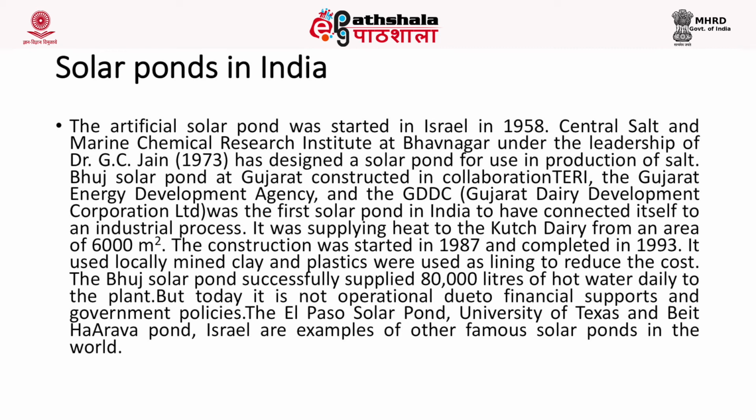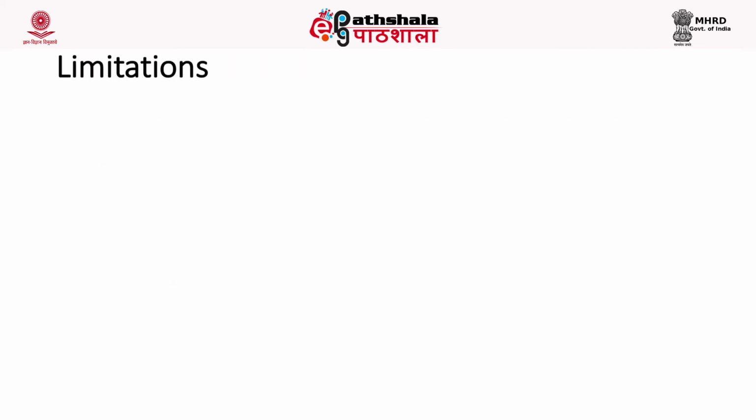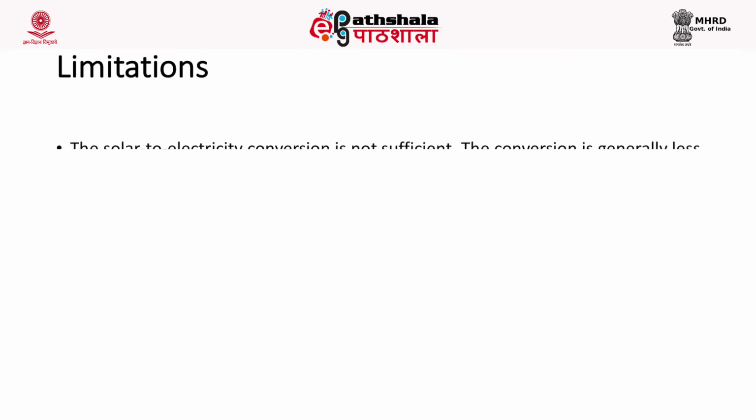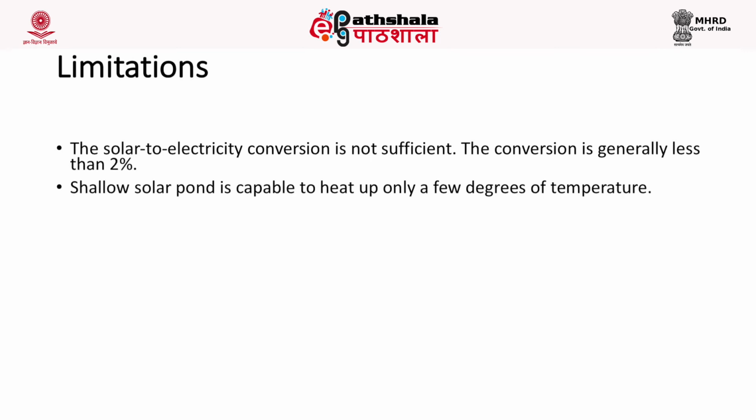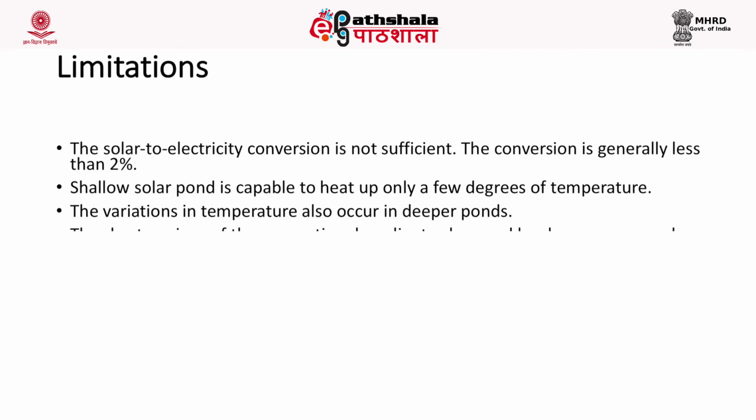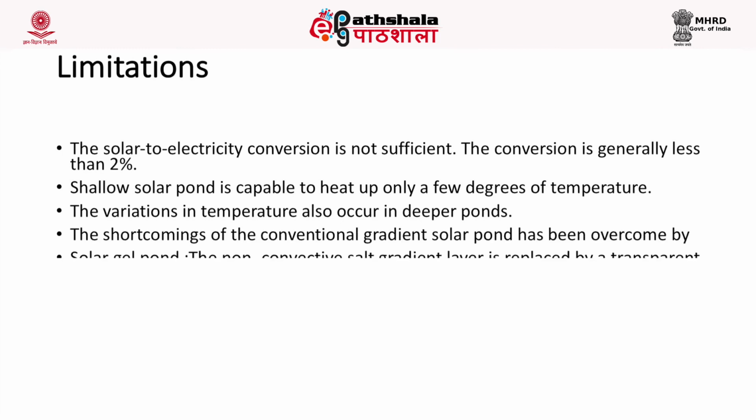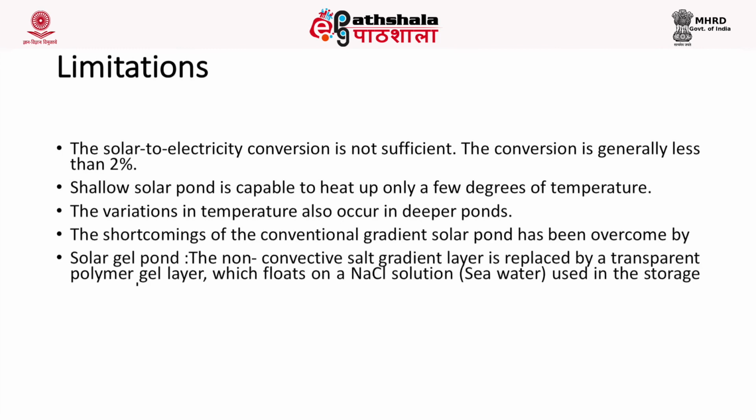The El Paso Solar Pond, University of Texas, and the Beit Ha'arava Pond in Israel are examples of other famous solar ponds in the world. The limitations are that the solar to electricity conversion is not sufficient. The conversion is generally less than 2%. The shallow solar pond is capable of heating up only a few degrees of temperature. The variations in the temperature also occur in deeper ponds.